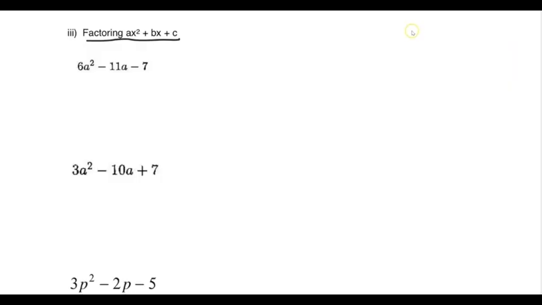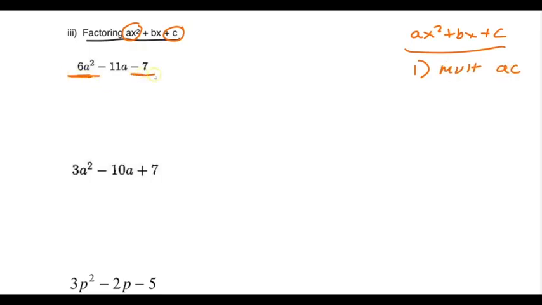Step 1, when you want to factor ax squared plus bx plus c, is you multiply the first term and the last term. If there's a number in front, you have to multiply these two terms, so you would multiply ac. In this case, I'm going to multiply 6a squared and negative 7. I'm going to get negative 42a squared.